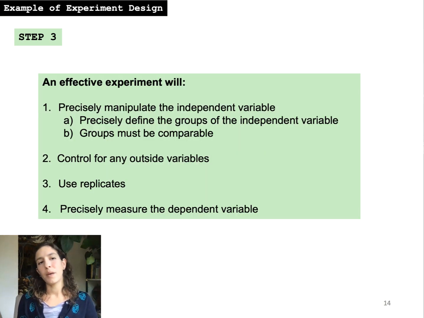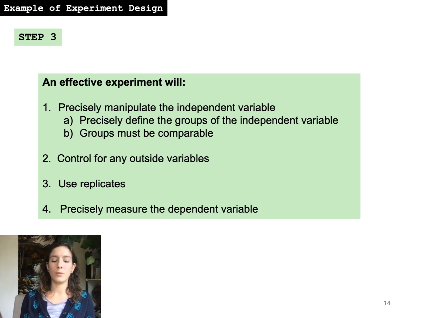So, other things that an effective experiment will do. We already talked about number 1 here: precisely manipulating the independent variable and defining those groups. And these groups must be comparable. By comparable, what we need to make sure that we're doing is controlling for any outside variables. Number 2.